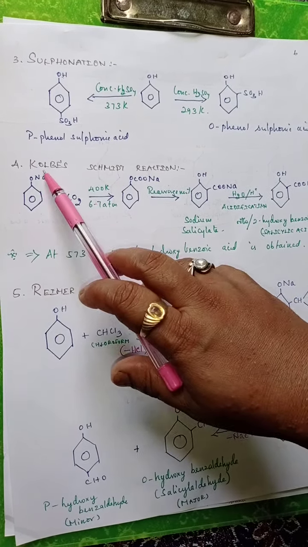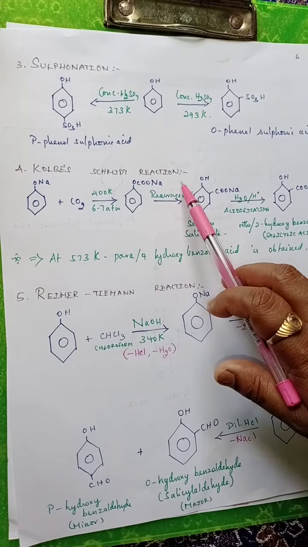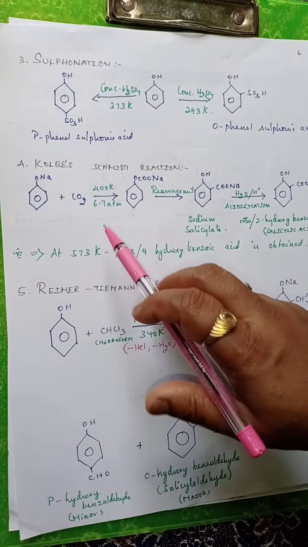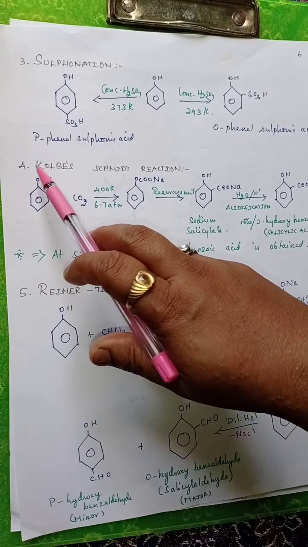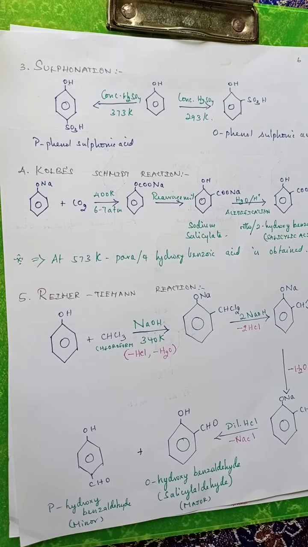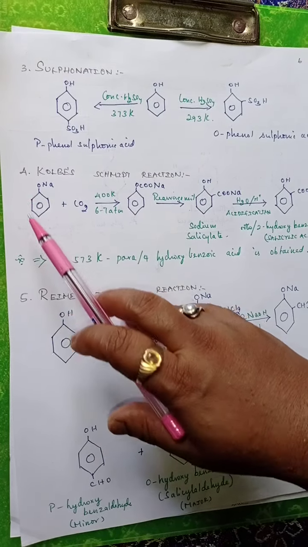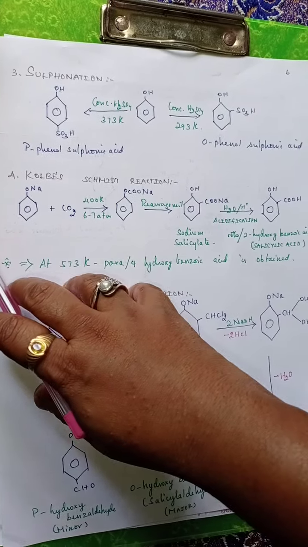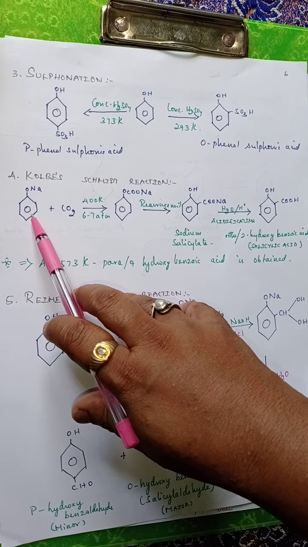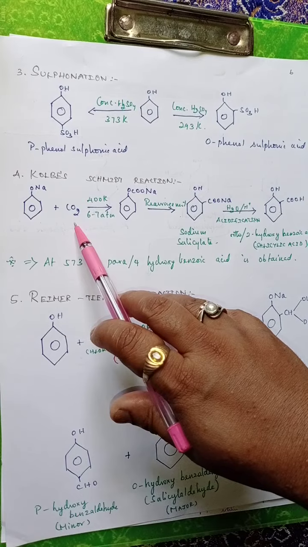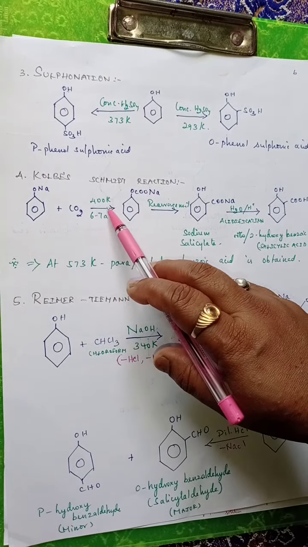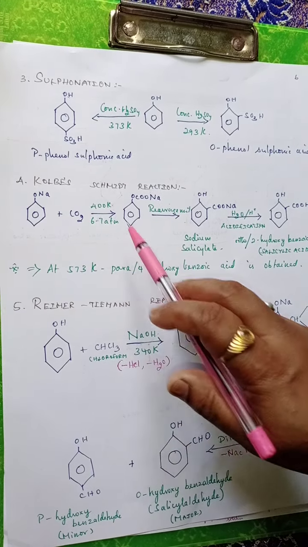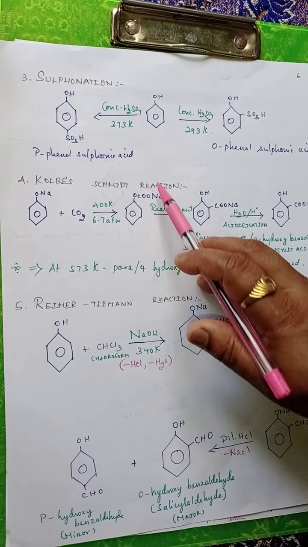And next one, the Kolbe-Schmidt reaction, which is a very important reaction. The naming reactions are all very important. Here we have sodium phenoxide. Actually we get sodium phenoxide from phenol with Na or with NaOH. So phenol goes to sodium phenoxide, and sodium phenoxide plus CO2, carbon dioxide, at 400 Kelvin and 6 to 7 atmospheric pressure leads to this product. This is the intermediate product.